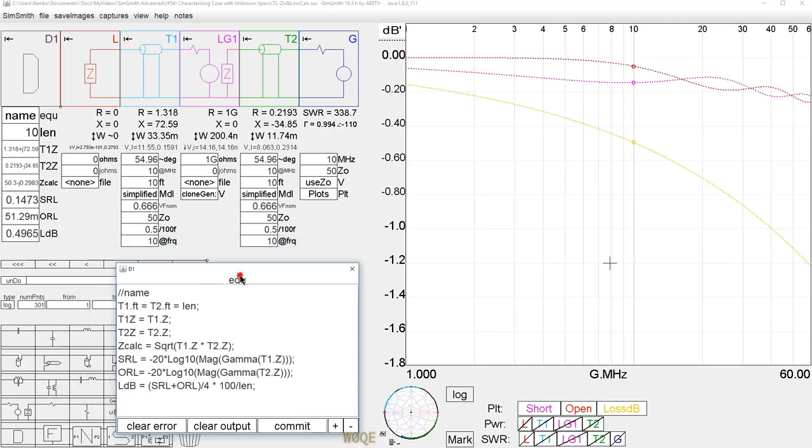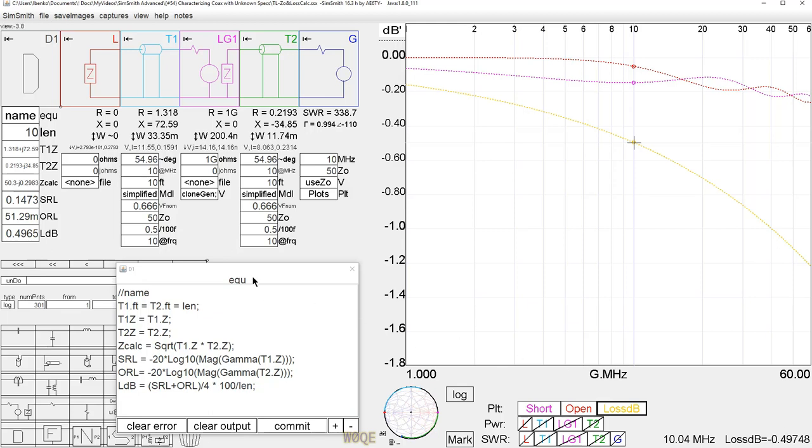And if we do that, then that will get us the loss per 100 feet, which is what we want here. And we calculate that at 10 megahertz, and we get 0.497. This piece of transmission line was spec'd to be 0.5 dB. So again, from having nothing more than the impedances, we can calculate the loss.